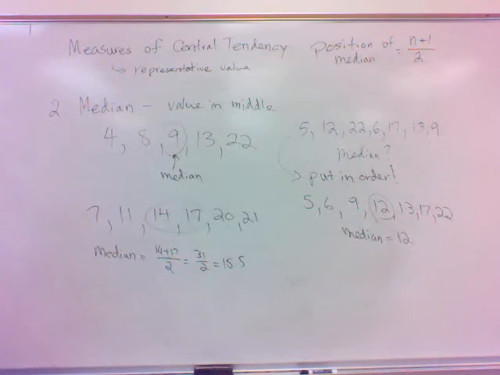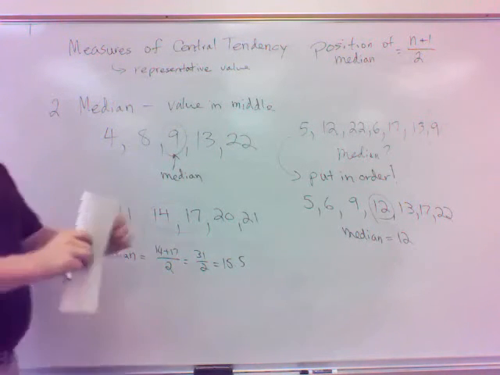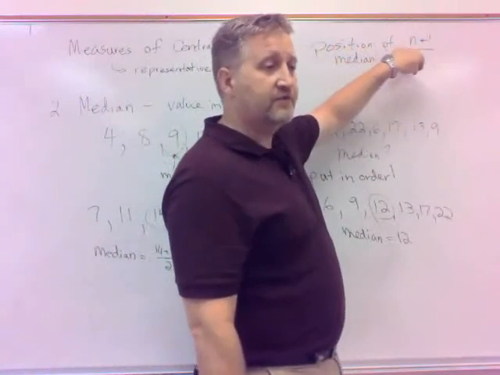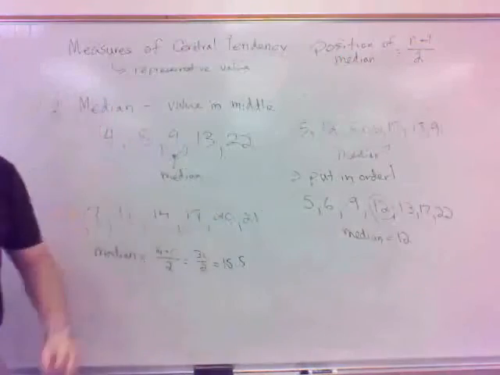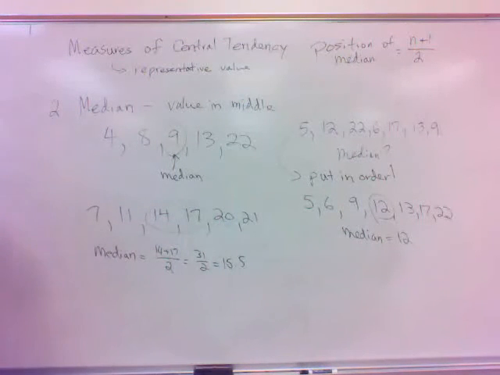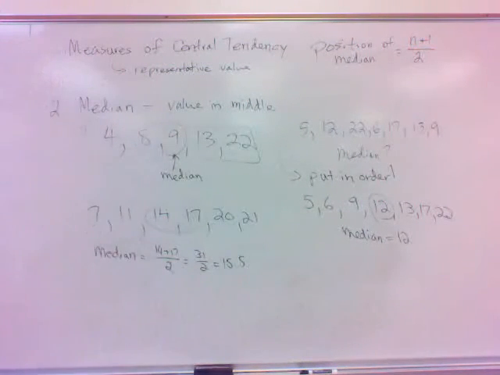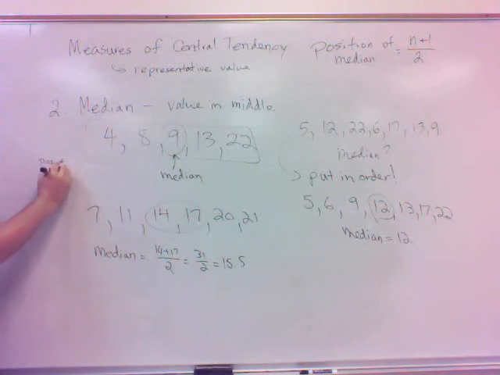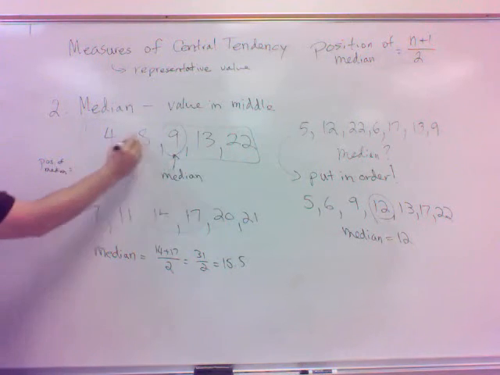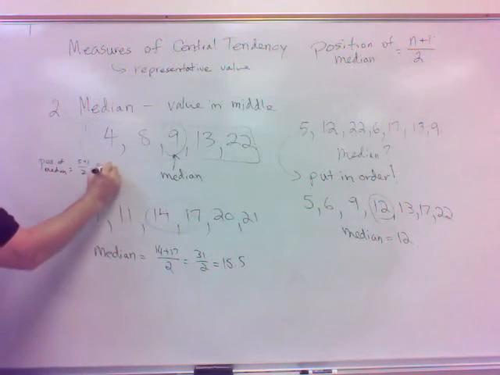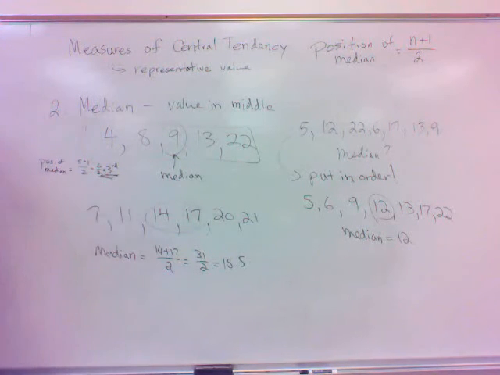Now, what did we say n was? N is the number of values. So you take the number of values plus 1 and divide that by 2, and that'll tell you which position the median is in. For example, if I did that formula for this list, I've got 5 values, so it'll be 5 plus 1 divided by 2, so that'd be 6 divided by 2, that's 3. So the median is in the third position.